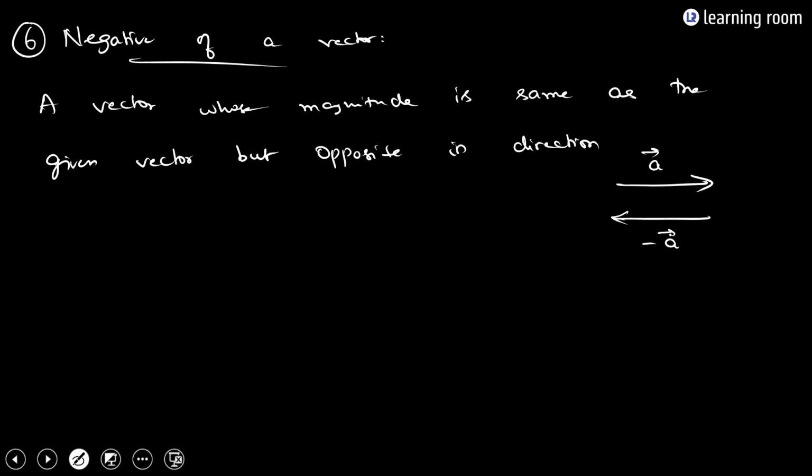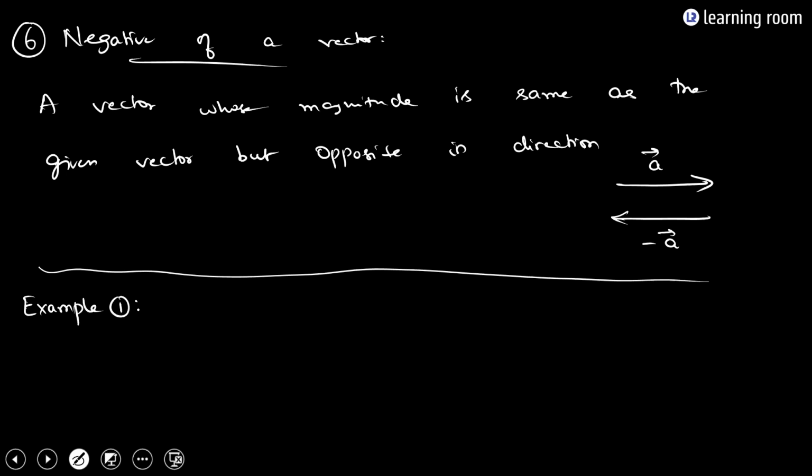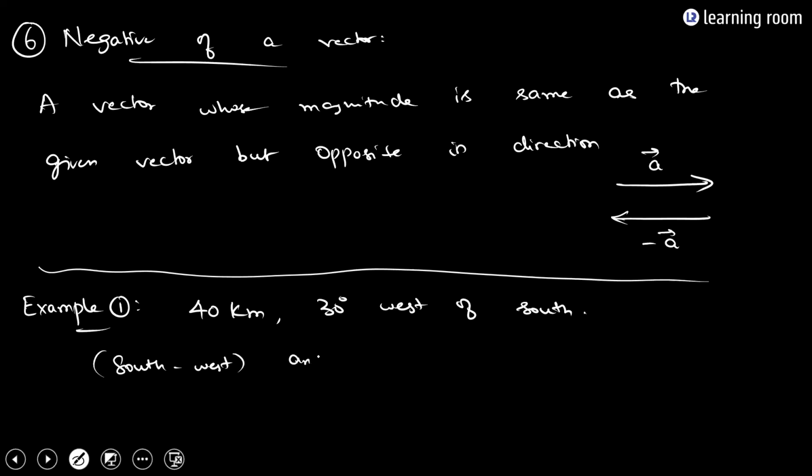So based on this, we are ready to solve exercise 10.1. So look at the example problem number 1. Represent graphically a displacement of 40 kilometer 30 degrees west of south. So here we need to know a particular point. There is something called southwest and west of south. They both are different.